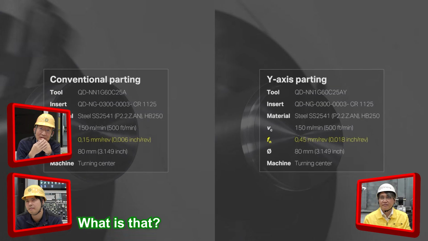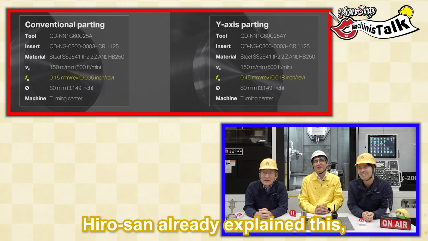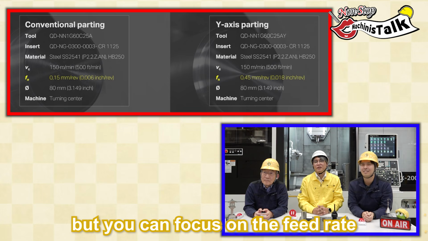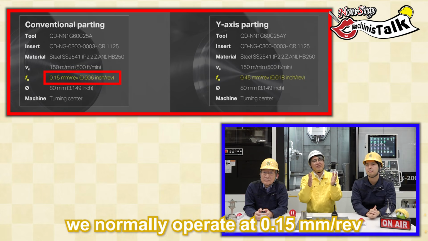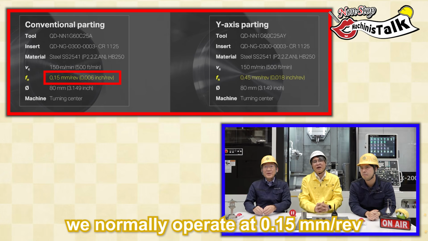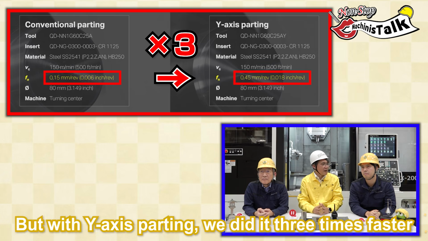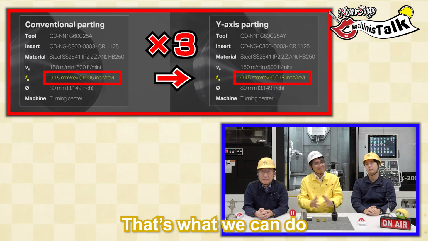Oh, what is that? Stop. So you see the cutting data. Hiro-san already explained this, but you can focus on the feed rate of the revolution. The conventional parting or cutting off normally operates at 0.15 millimeter per revolution. But with y-axis parting, we did 3 times faster feed rate. 3 times faster? 0.45. Wow. So that's what we can do.